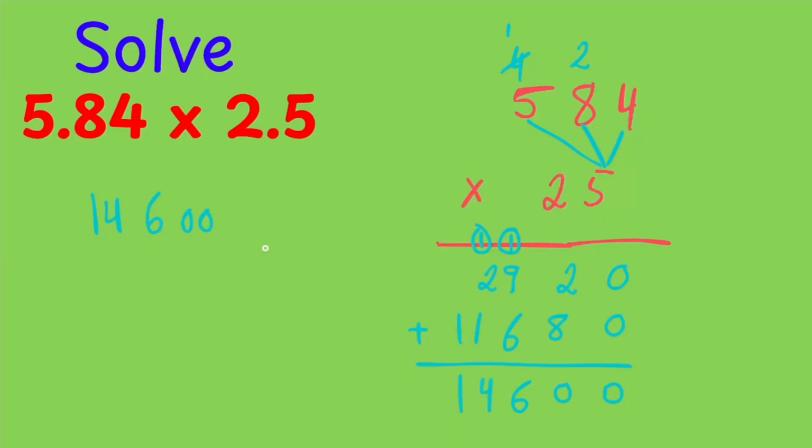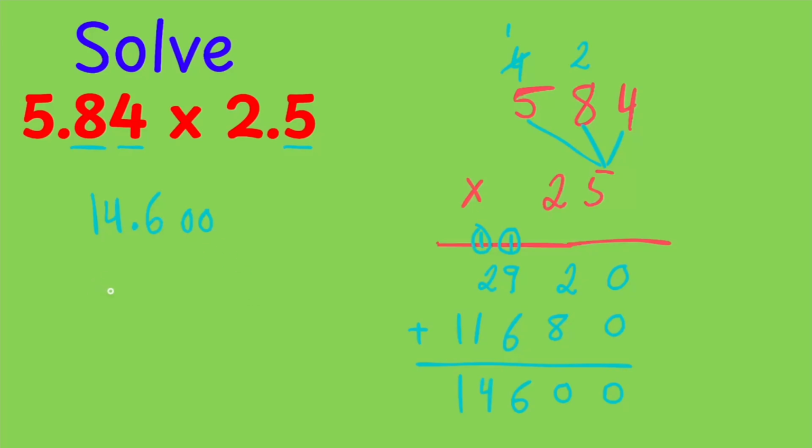We have to place the decimal point after how many digits? Go back to the factors. There are 2 digits after the decimal point here at the right side of the decimal point and 1 digit here. 2 plus 1, 3. Then the decimal point has to be after 3 digits. 1, 2, 3. Then the decimal point has to be here.